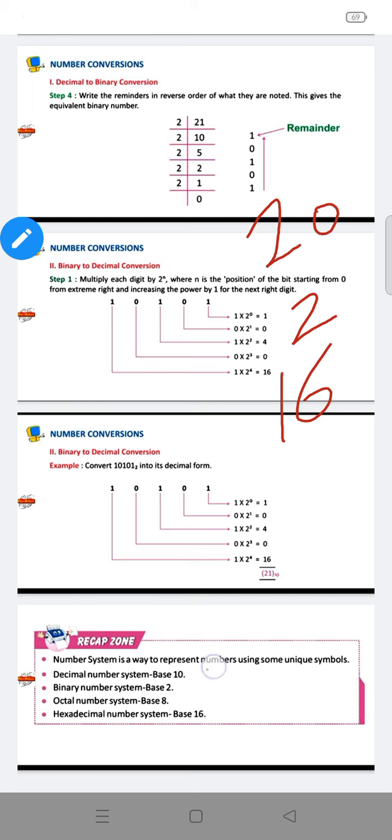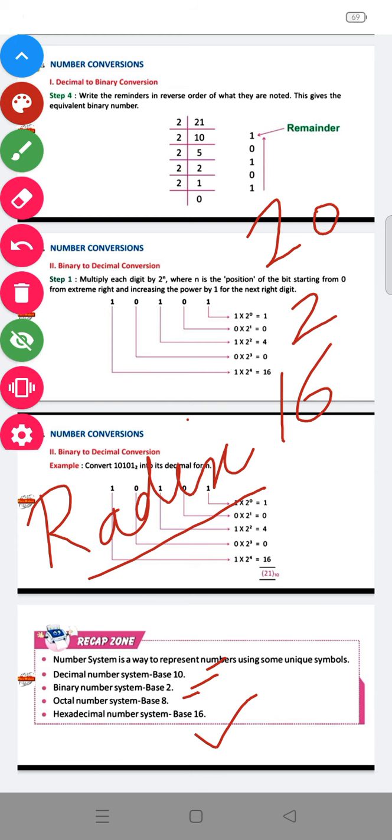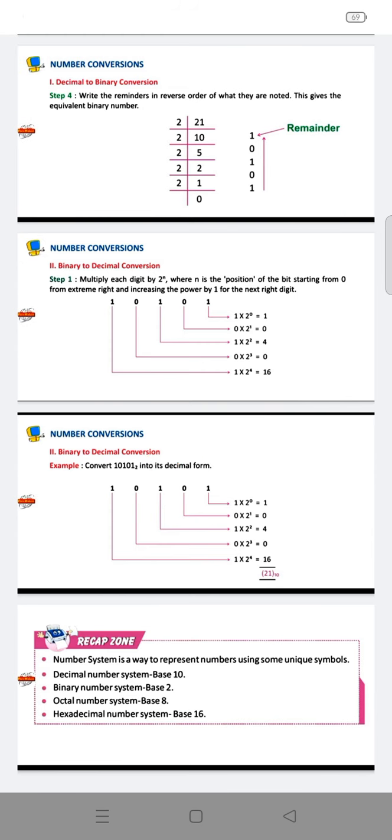And the base of the decimal number system is 10. That base is also known as radix, as I have explained in the chapter. The binary number system base will be 2. The octal number system has the base 8, and the hexadecimal number system has the base 16. With this your chapter number 2 is completed, and we will do the revision of all these conversions in the class, as well as solve the back exercise of this chapter today.